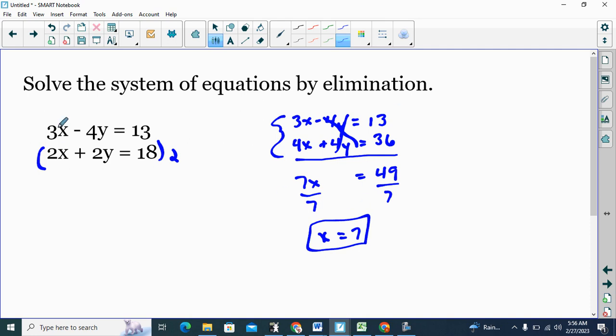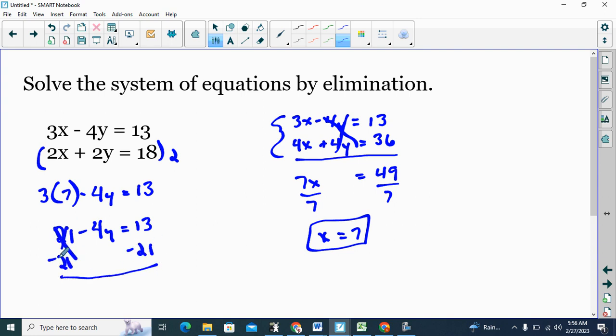And substitute 7 in for the x. Either equation works. I'm going with the top one. 3 times 7 minus 4y equals 13. Three times 7 is 21. Subtract 21 from both sides. And divide both sides by negative 4. y equals 2. x equals 7, y equals 2.